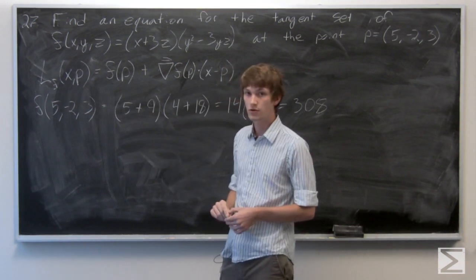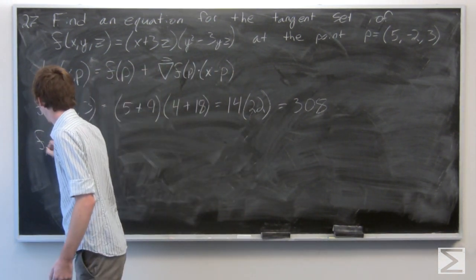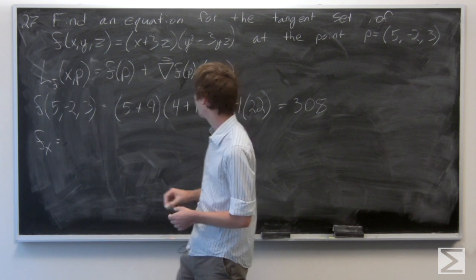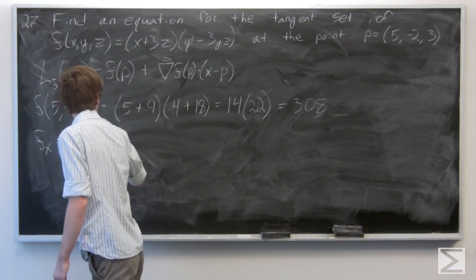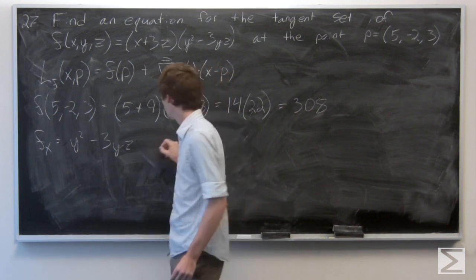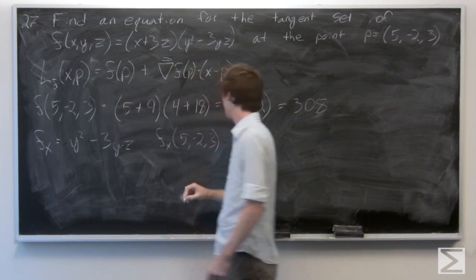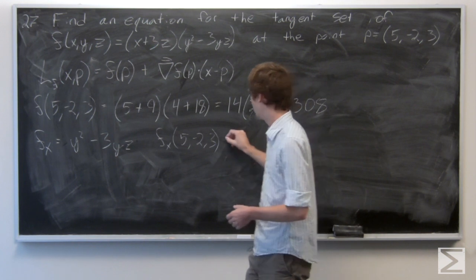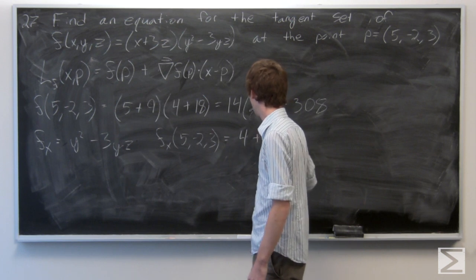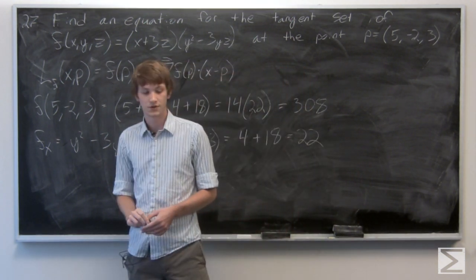So we're going to first calculate the partial derivative of f with respect to x, then y, then z. So the partial derivative of f with respect to x is just y squared minus 3yz. And we'll go ahead and calculate that at the point (5, -2, 3). And we get that the value is 22.